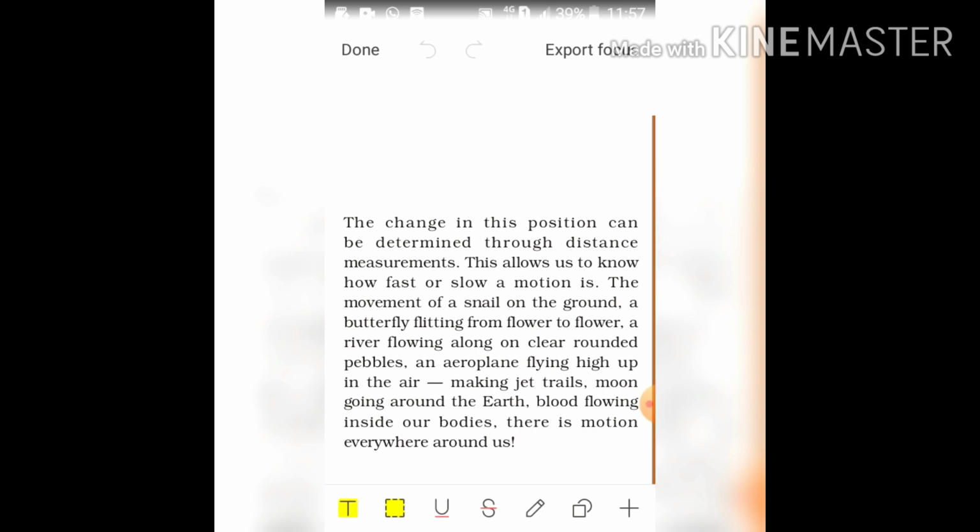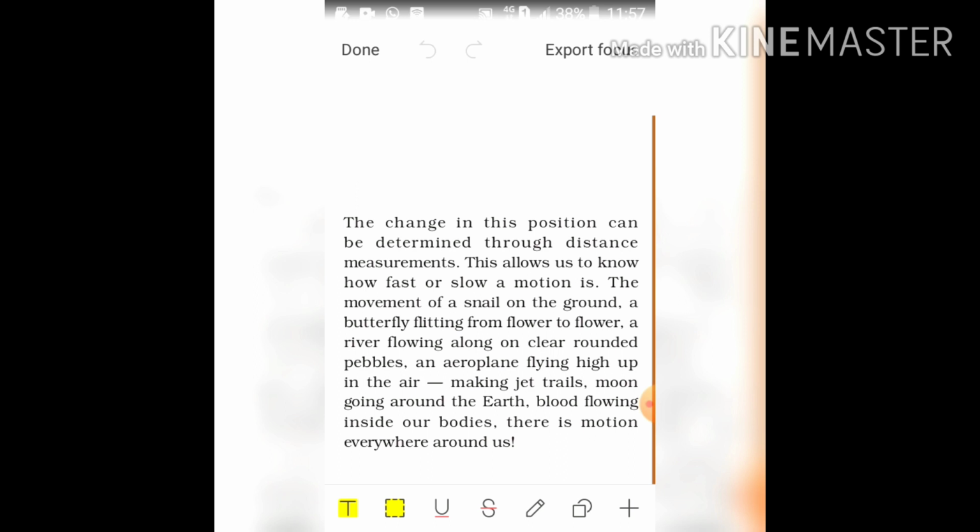So, we did measurement activities and discussed some kinds of motion. We saw that motion is a change in the position of an object with time. The change in the position can be determined through distance measurements. This allows us to know how fast or slow a motion is.